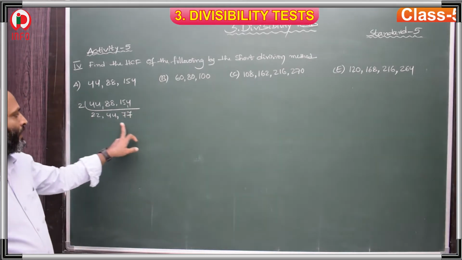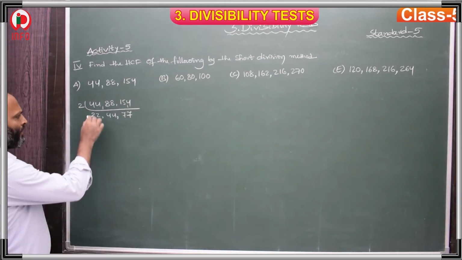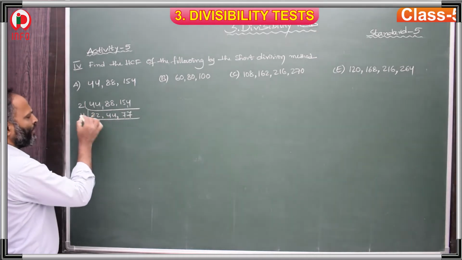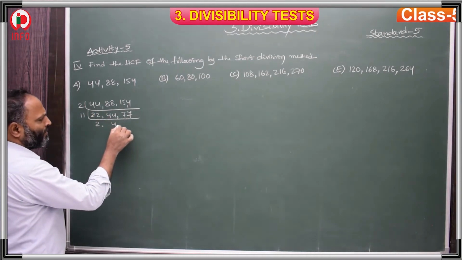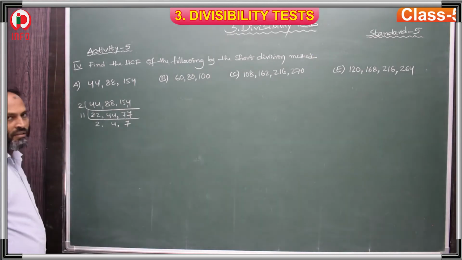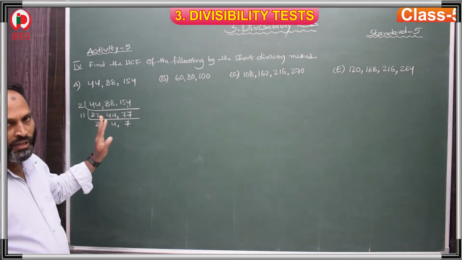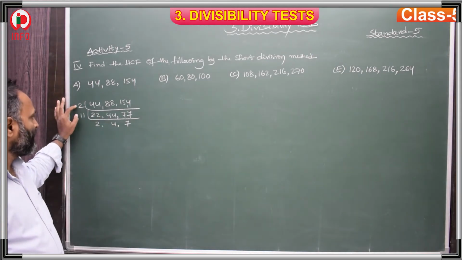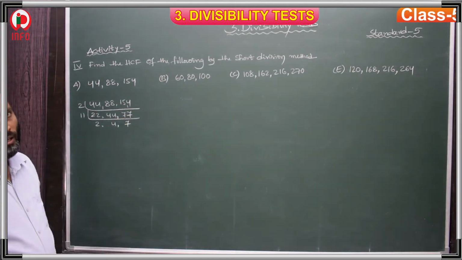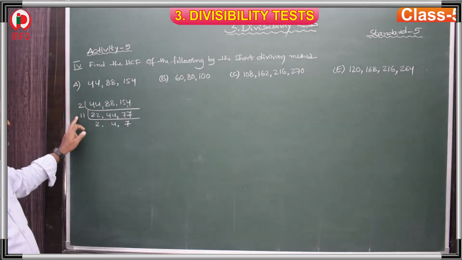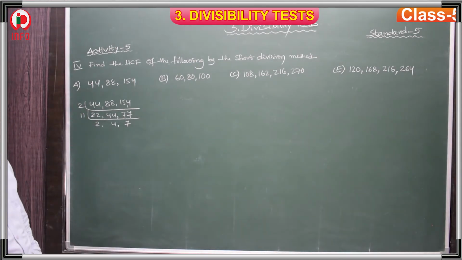Again all of these are divided by 11. 11 2s are 22, 11 4s are 44, 11 7s are 77. Now these are all different numbers, so you don't take it further. In these two tables, these three numbers are commonly divisible, so the product of these two is our HCF.